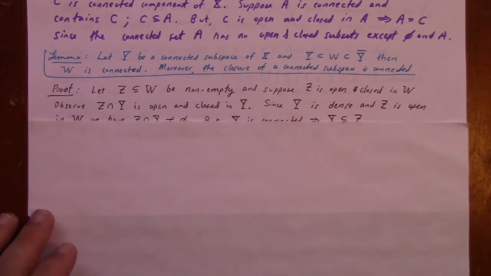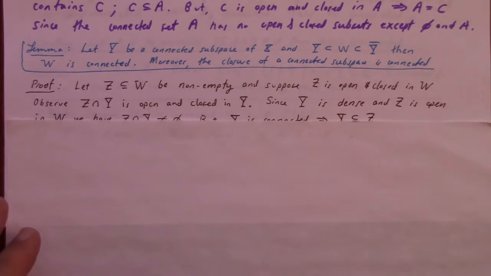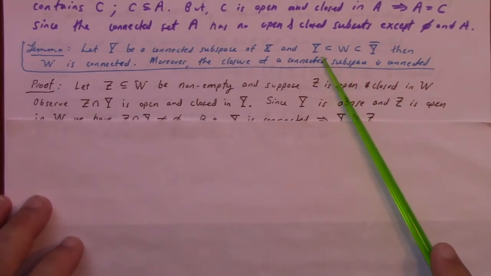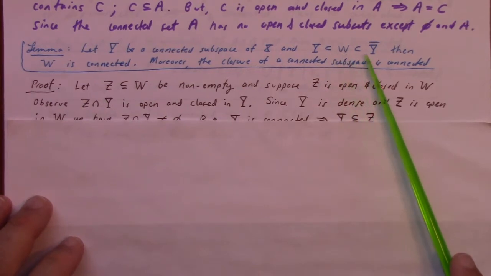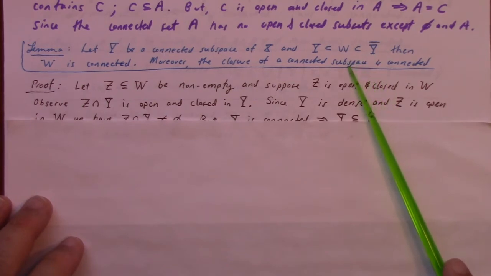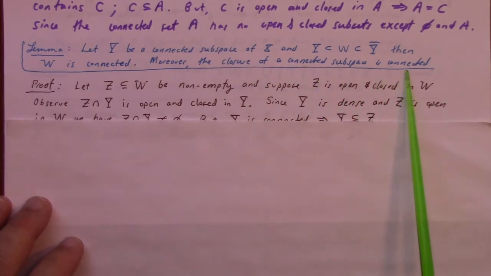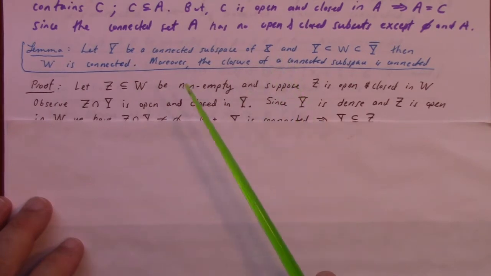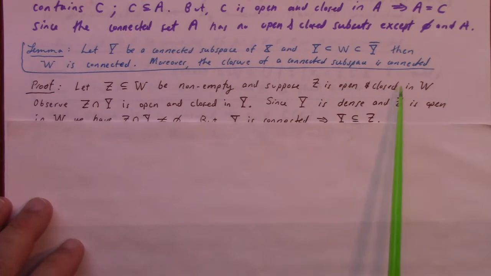Let me zoom in just a wee bit here. Lemma. Let Y be a connected subspace of X, and let Y be contained in W, and W be contained in the closure of Y. Then it follows that W is connected. Moreover, the closure of a connected subspace is connected. Well, okay. Let Z, a subset of W, be non-empty, and suppose Z is both open and closed in W.